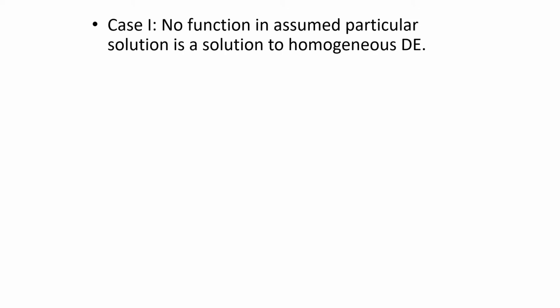All right, so we have two cases when we're solving a non-homogeneous ODE using the superposition approach to the method of undetermined coefficients. The first is that no function in our particular solution, so no function in yp, is a solution to the homogeneous DE. That says there are no terms in yp that are also in yc. So let's look at an example of this.